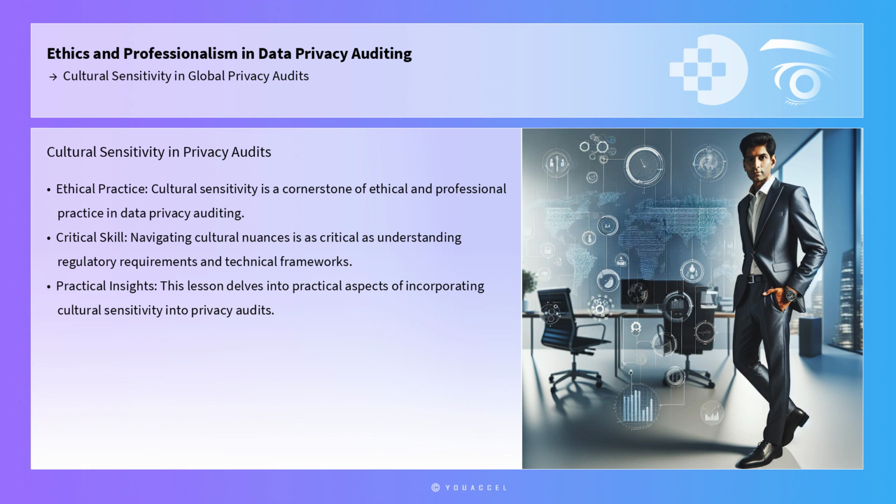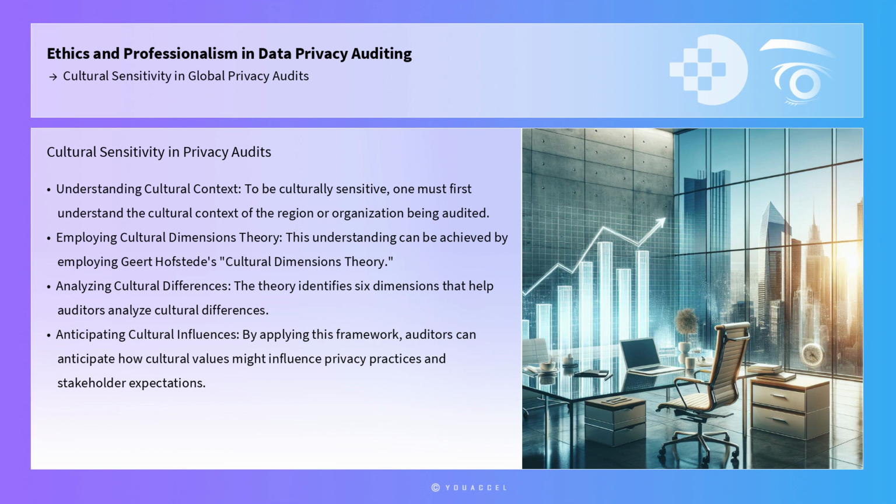Cultural sensitivity is not just about recognizing differences, but leveraging them to perform more effective and ethical audits. To be culturally sensitive in privacy audits, one must first understand the cultural context of the region or organization being audited. This understanding can be achieved by employing the cultural dimensions theory proposed by Geert Hofstede, which identifies 6 dimensions that can help auditors analyze cultural differences: power distance, individualism versus collectivism, masculinity versus femininity, uncertainty avoidance, long-term orientation versus short-term normative orientation, and indulgence versus restraint.